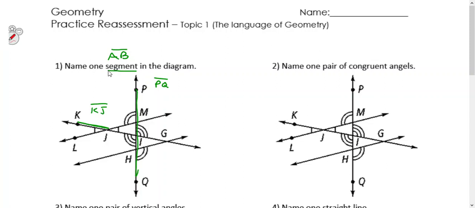Okay, congruent angles. Congruent means similar, or the same, or equal to. We use that symbol to show it. And on a diagram, congruent angles will have the same tick marks. So they would either be 2 angles with 1 marking, 2 markings, or 3 markings. We're going to focus on the ones here with 2 markings to start with. We have 2 markings here and 2 markings here.